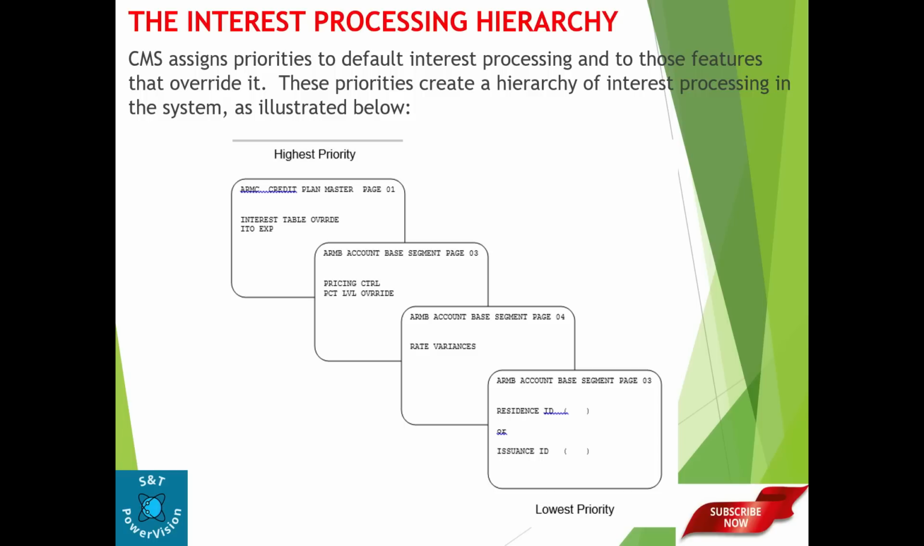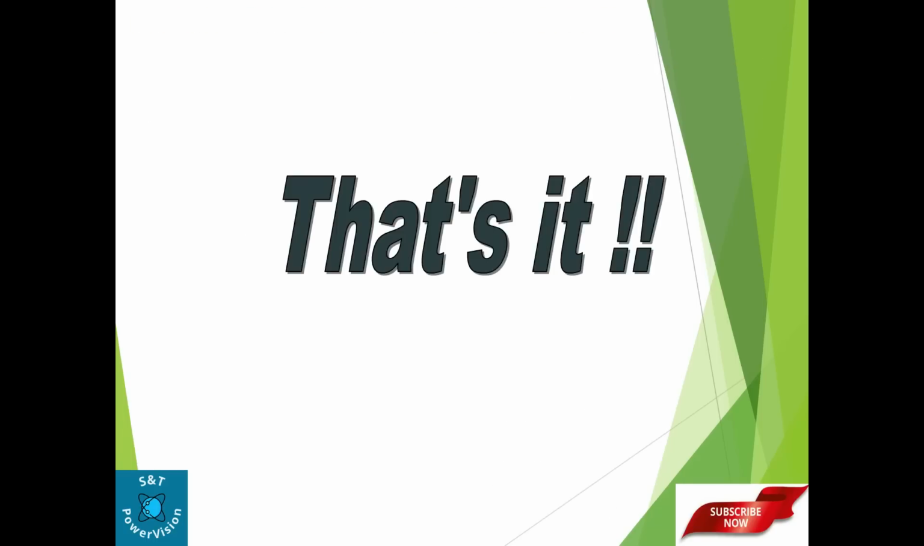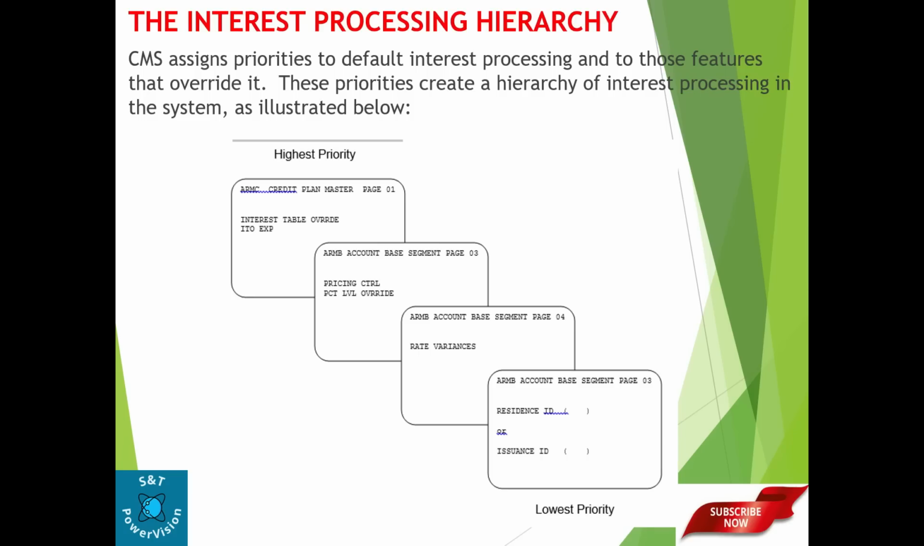So here the highest processing level is the interest table override, that is, plan level. After that comes the account-based segment pricing control PCT level override. Next is the rate variance, and third and lowest is the general account-based segment PCT ID here. So this is all about the interest control and interest processing parameters here.